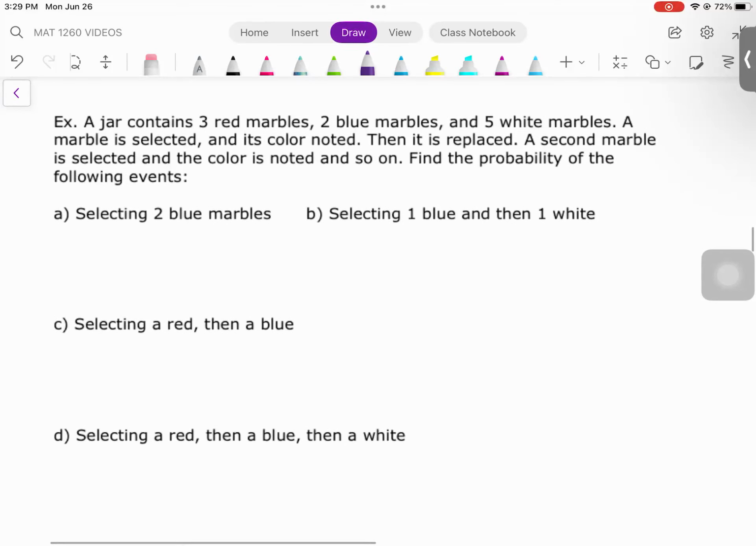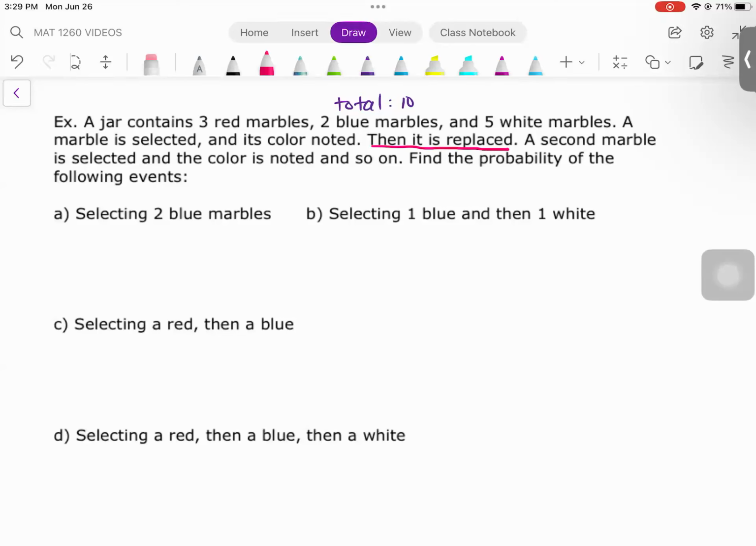A jar contains 3 red marbles, 2 blue marbles, and 5 white marbles. Right away, I'm thinking I'm probably going to need a total for probabilities, so let's add these up. There's a total of 10. A marble is selected and its color noted. Then it is replaced. A second marble is selected and the color is noted, and so on.